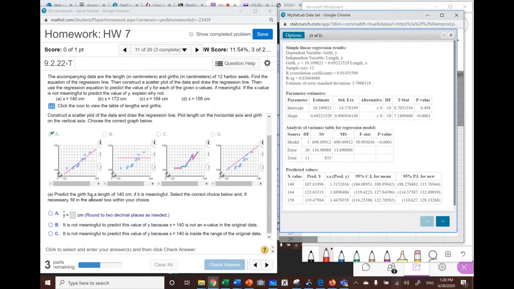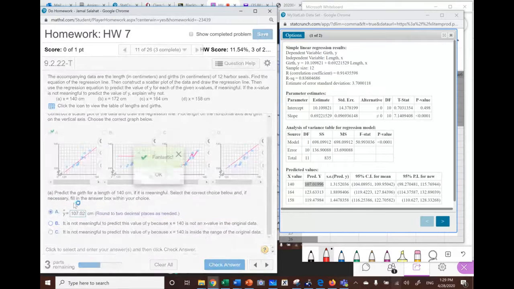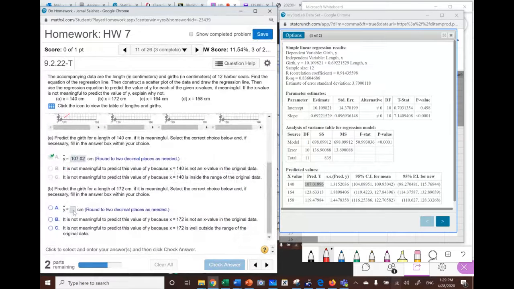So they tell us in here, predict the girth at 140. So for 140, here's the answer: 107, but they want us to put this to 2 decimal places. So for 140 it's going to be 107 point, and again, I need 2 places, so it's going to be 02. So check the answer. It's correct. Go to the next one.